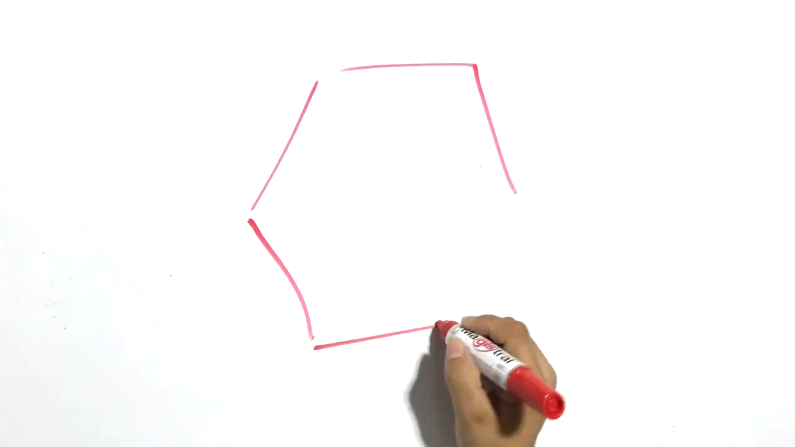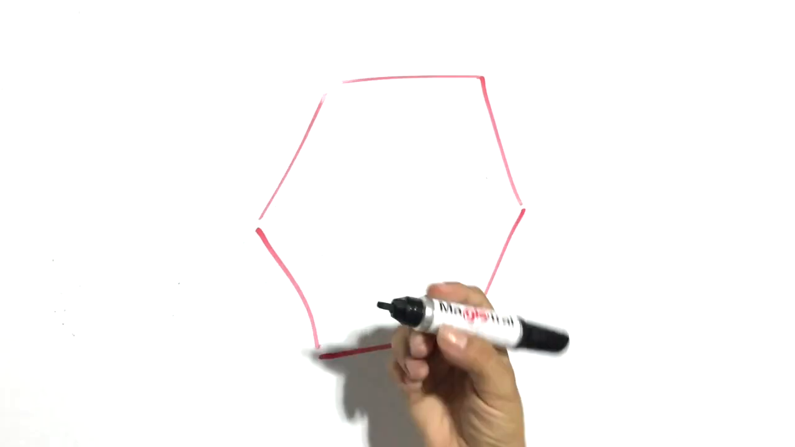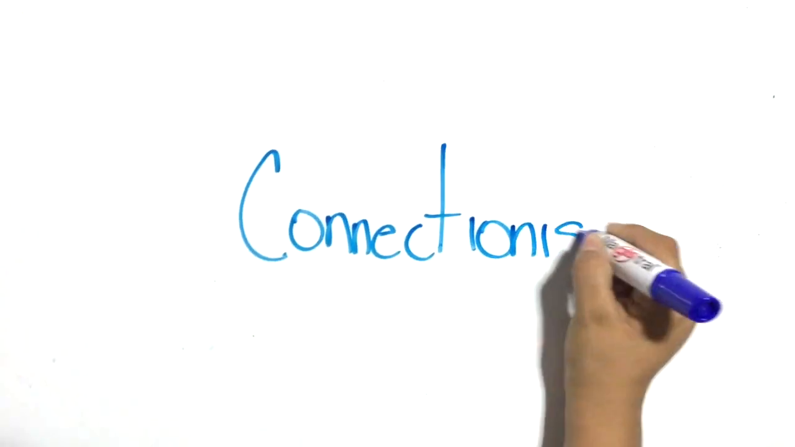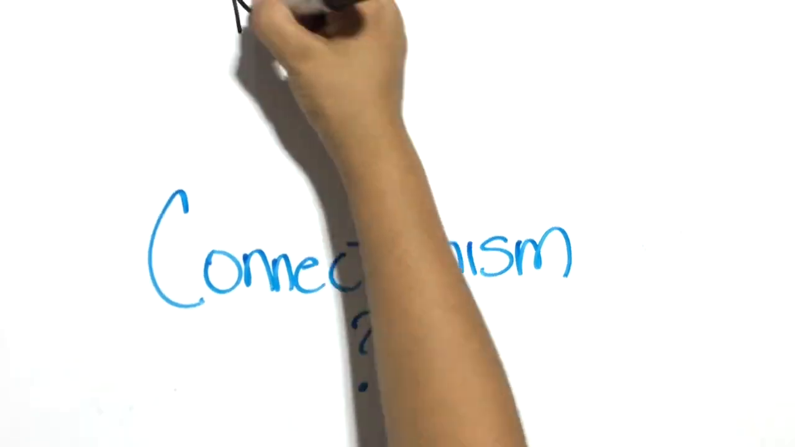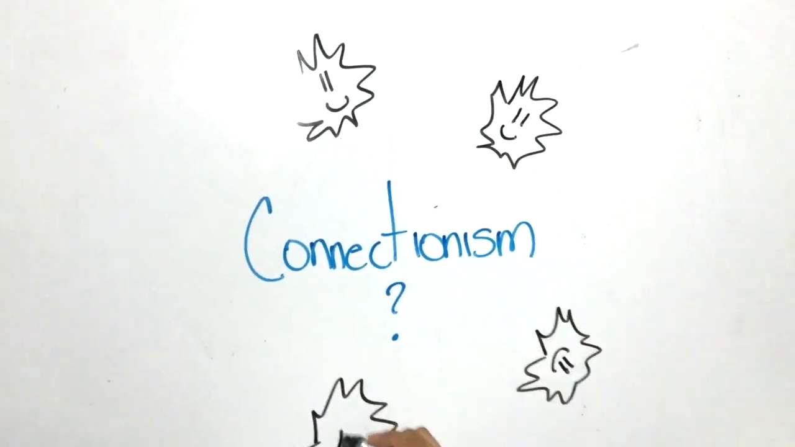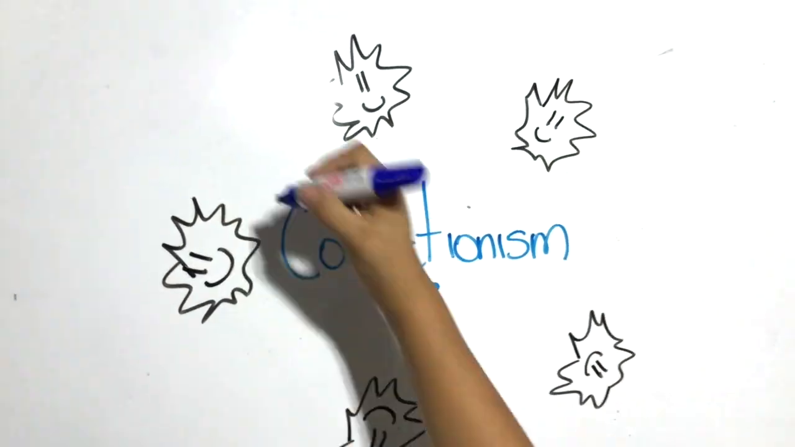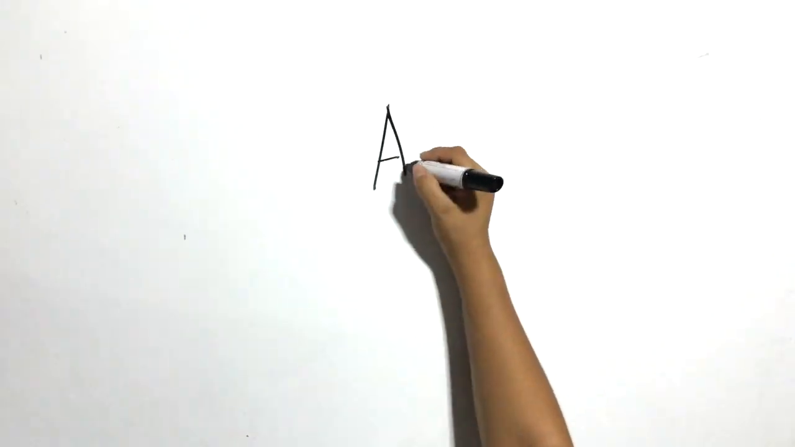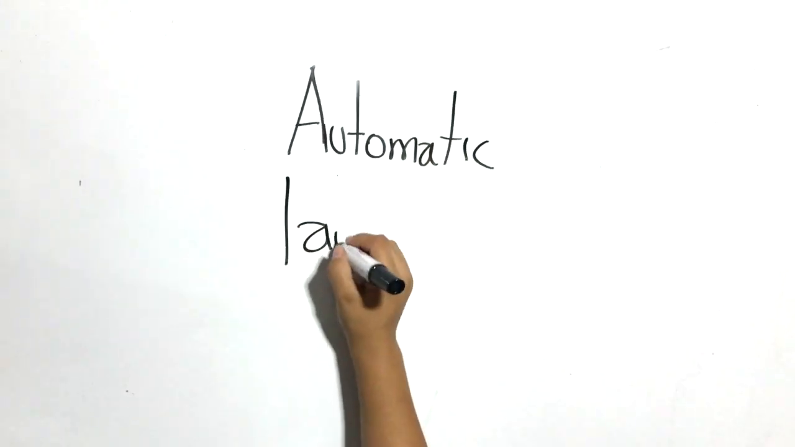Wait a minute. Stop. I forgot to talk about a very important topic. I forgot to talk about connectionism. If you want to know what this is, you can imagine all your neurons developing connections of varying strength. Automatic language is the result of strong connections.